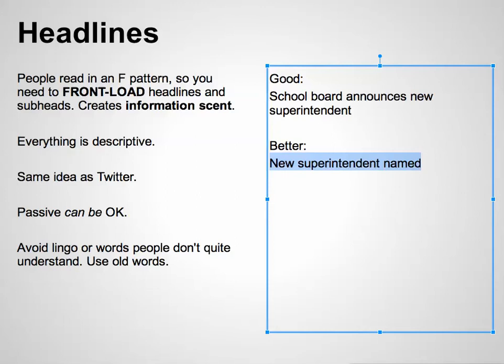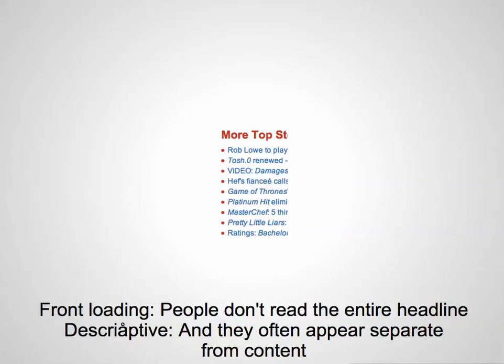And just an example of front loading: a lot of times people don't read entire headlines. They just kind of scan over them. So if you were just on a site and you're scrolling back and forth and you saw this, it just catches your eye, you immediately know what all of these are about. Or if you're using an RSS feed and you're pulling articles in from a site and you're getting them on your phone and you're not seeing the full headline, these are all front-loaded. Rob Lowe, Tosh.0, you know what all these are about.